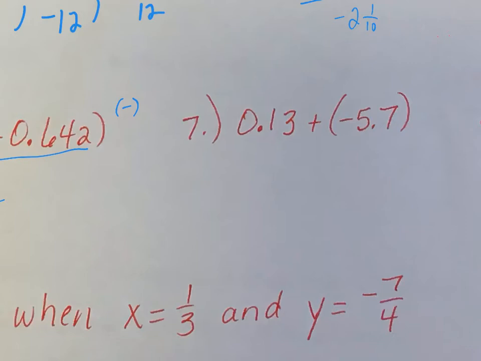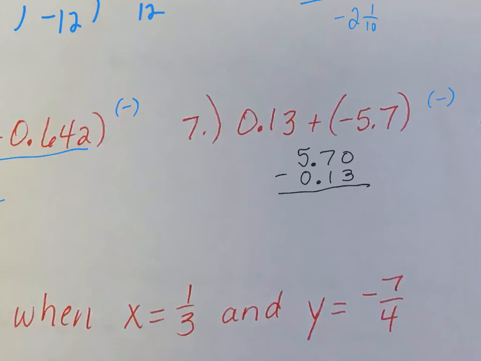Number 7, are we really adding them, or are we really subtracting them? Subtracting them. Okay? We are really subtracting them. So drop the signs, which is taking the absolute value. 5.7 is bigger. So we're going to take 5.7 minus, I got to line them up, 0.13. And I have to put a 0 here.